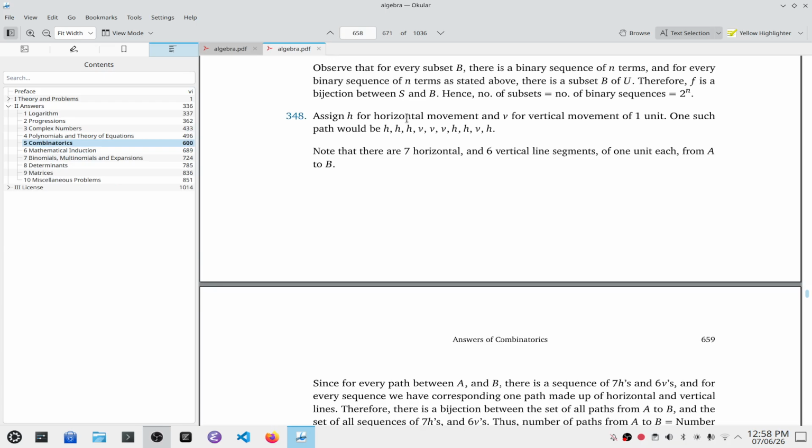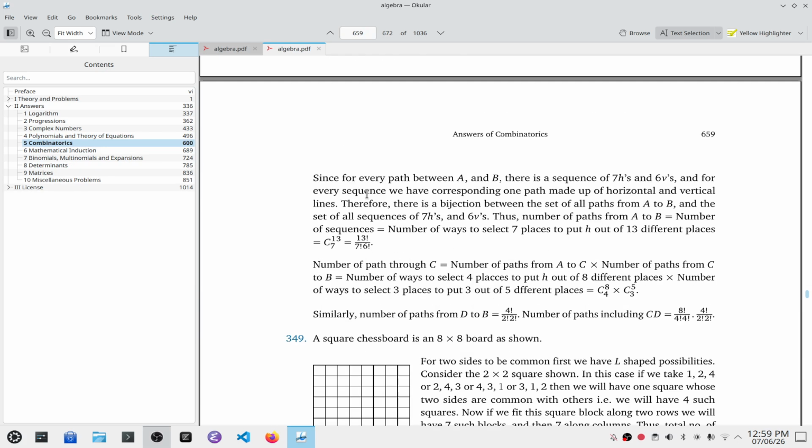So we assign H for horizontal movement and V for vertical movement of 1 unit. One such path would be H, H, H, V, V, V, H, H, V, H. Note that there are 7 horizontal and 6 vertical line segments of 1 unit each from A to B. Since for every path between A and B, there is a sequence of 7H and 6V, and for every sequence we have a corresponding path made up of horizontal and vertical lines. Therefore, there is a bijection between the set of all paths from A to B and the set of all sequences of 7H and 6V. The number of paths from A to B is equal to the number of sequences.